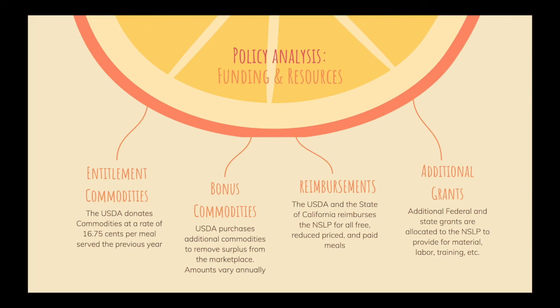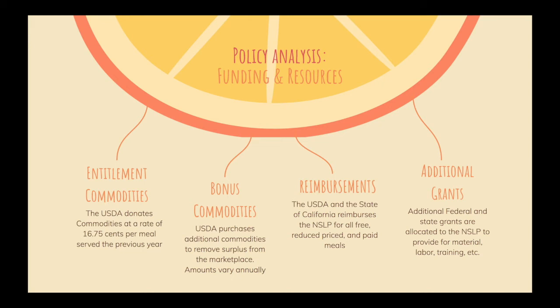And then there are 4 major funding resources for the NSLP, the first being entitlement commodities, where the USDA donates commodities at a rate of 16.75 cents per meal served the previous year. And then in addition to those entitlement commodities, there are bonus commodities, which are excess commodities that would otherwise go to waste, just as we previously mentioned in 1936 when Congress approved the monetary allocation. And amounts do vary depending on location and market demand.